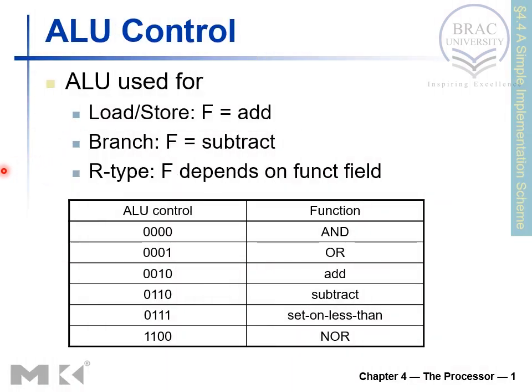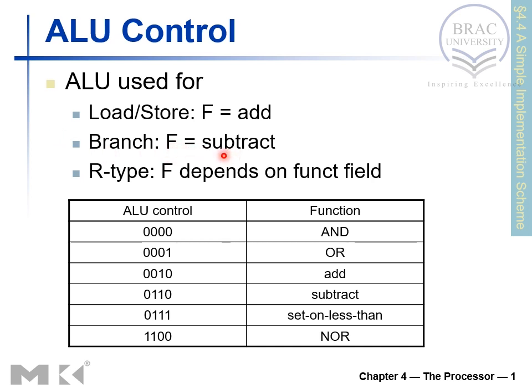This slide talks about ALU control. The ALU used for load and store performs the add operation. In case of load, we perform an add operation to generate the address. Similarly for store, we perform the add operation for generating the address. For load, we generate the address for performing a read operation, and for store, we perform the write operation on that address. For branch, the function is subtract.